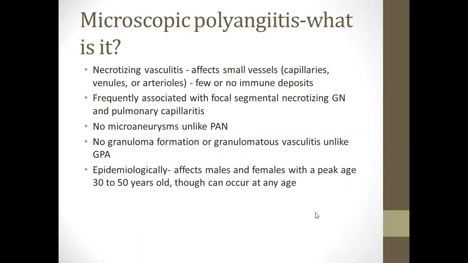The less common disease that is also related to GPA is microscopic polyangiitis. That one is a necrotizing vasculitis. It affects small vessels, capillaries. It also has minimal immune deposition. It's also the focal segmental necrotizing GN and pulmonary capillaritis. It doesn't have microaneurysms, so PAN would have microaneurysms. This does not. It does not have granulomatous formation, and that separates it from GPA. It also affects males and females equally, 30 to 50 years old, but can occur at any age.